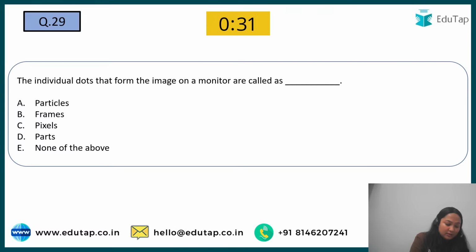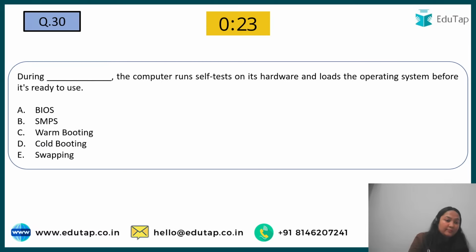All right, 29, I am getting answer number C. Okay, that is absolutely correct. The correct answer will be pixel. Very good. Okay, next question.